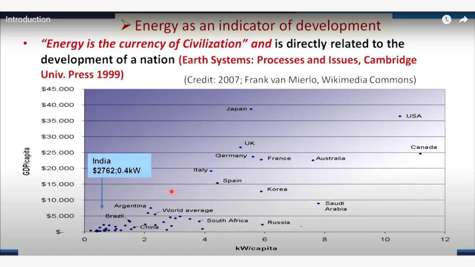If you look at the worldwide energy scenario in a graph between GDP per capita and kilowatts of energy per capita, we can see that developed countries like USA, Canada, Japan, Australia, and UK are way ahead in this chart compared to third world countries, which include Argentina, Brazil, and these kinds of Southeast Asian countries. India also stands in the lower bit of this graph. This graph represents how a country which can produce more energy will also improve its GDP per capita.